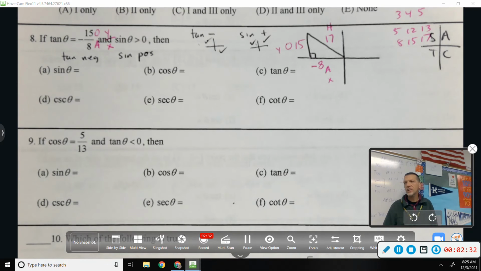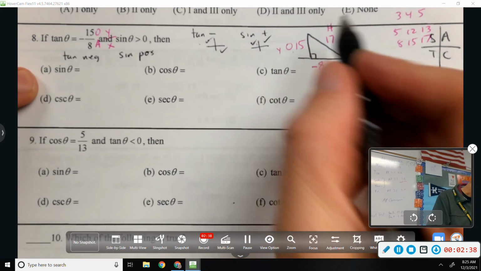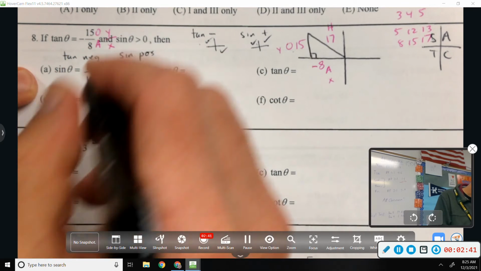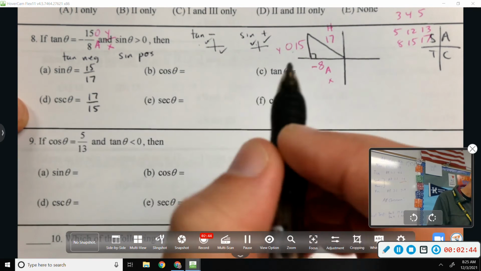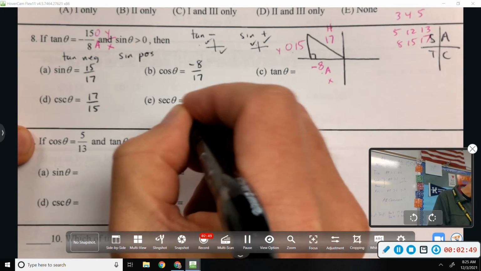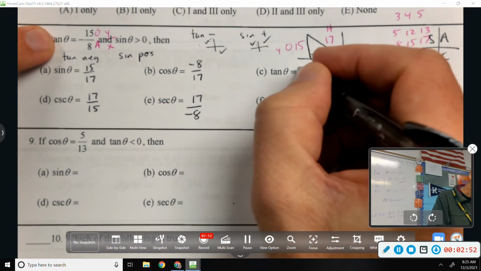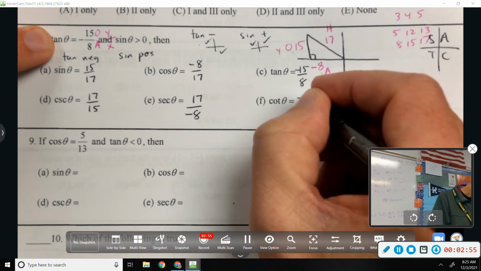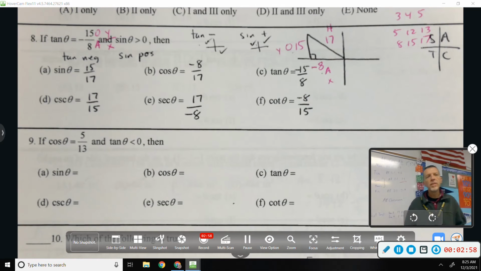Once you got the picture drawn, then it should be easy after that. Sine's opposite over hypotenuse. Cosecant is the flip of that. Cosine is adjacent over hypotenuse. Secant is the flip of that. Tangent they already gave us. Cotangent is the flip. So all the work in that problem is getting it set up. After it's set up, it's supposed to be easy after that. But it's important to be able to locate the correct quadrant and then draw the triangle with the correct sides.